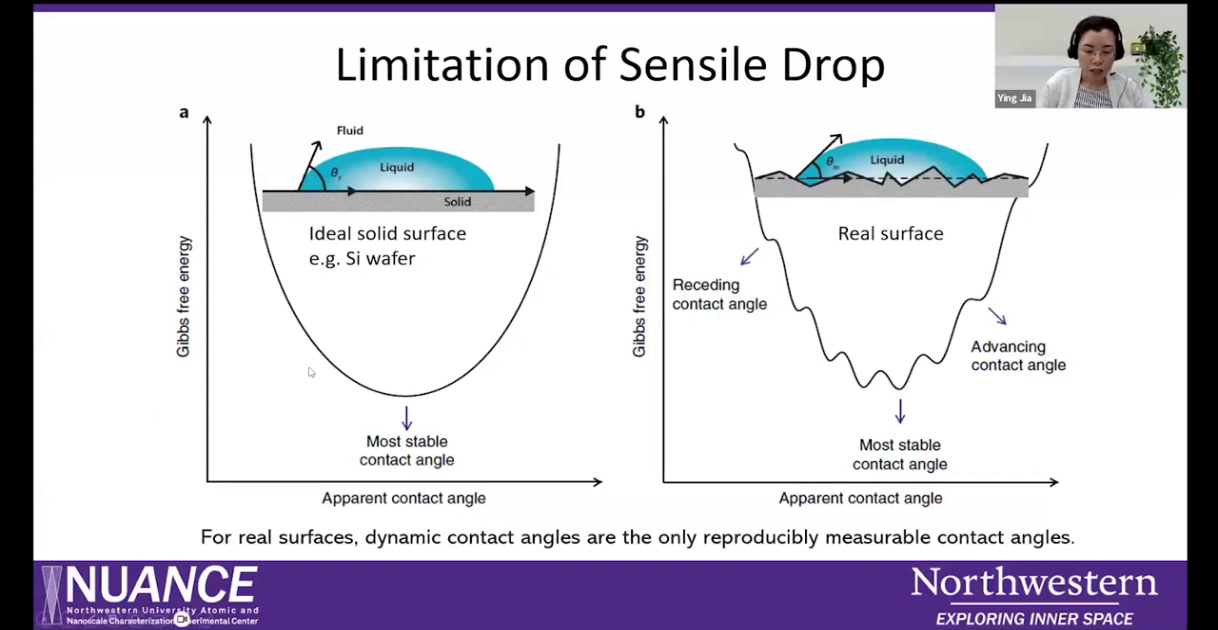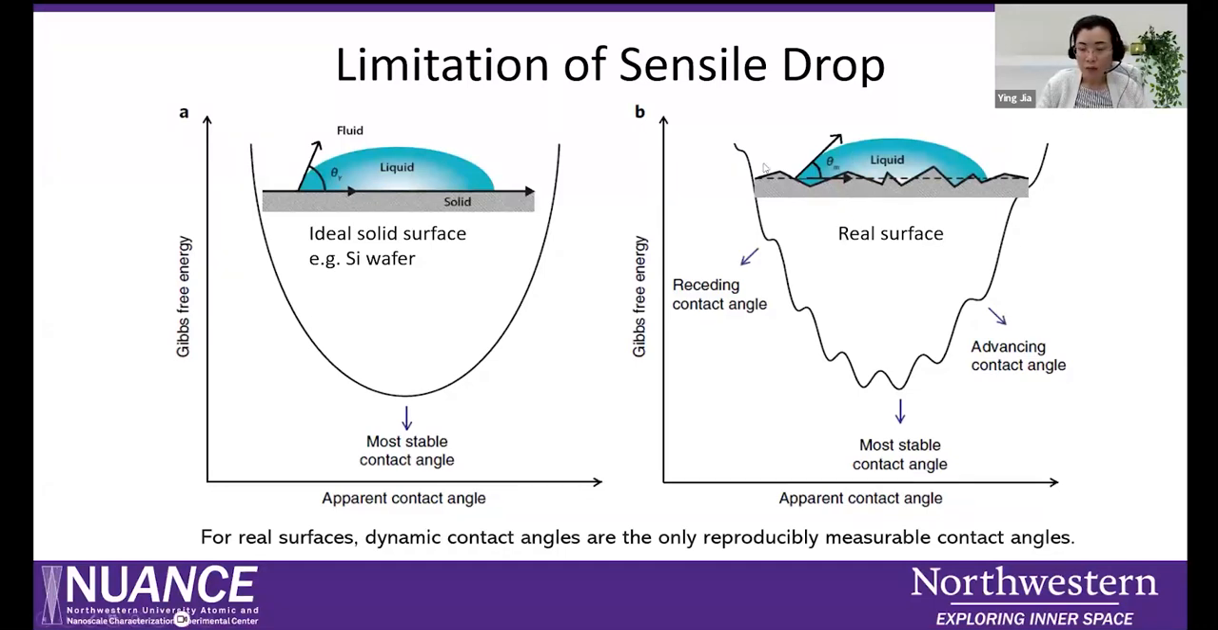The left side shows the free energy of a wetting system between an ideal surface and water and air. This wetting system has only one single free energy minimum. This is where the stable contact angle shows, and this is the basic one, which is usually measured by the basic methods that you saw before.